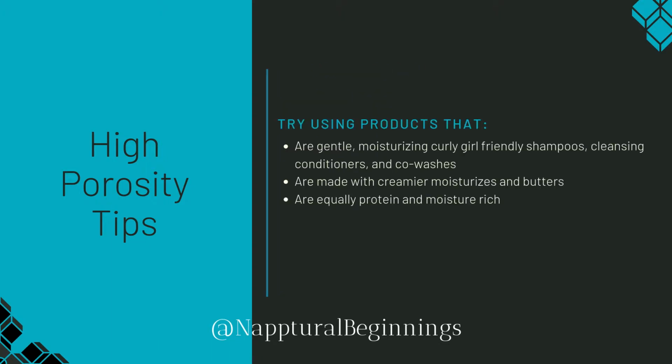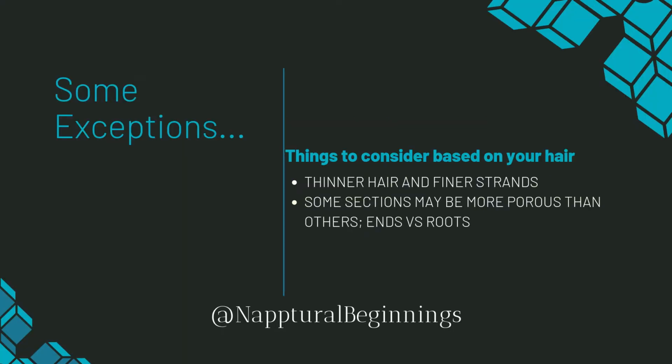Also try using products that are curly girl friendly, cleansing conditioners, and co-washes. Use stylers that are made with creamier moisturizers and butters and equally protein and moisture rich. You definitely want to avoid products that contain glycerin and humectants, and add a protein and moisture balanced regimen to your wash days. As always, there are exceptions to these rules.